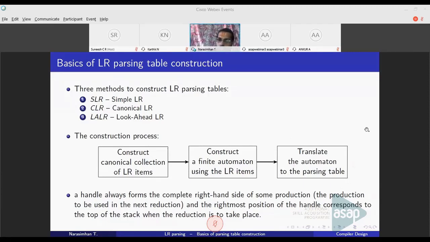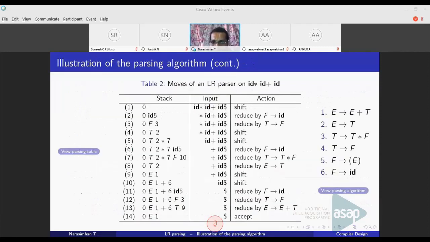So let us see what these items are. If you remember the last day when we discussed the example, we saw that when the handle occurs at the top of the stack, reduction takes place. Let me take you back to that portion. Here, if you neglect the state symbols, you find that the ID is at the top. So the ID happens to be a handle, and you reduce using the production F gives ID.